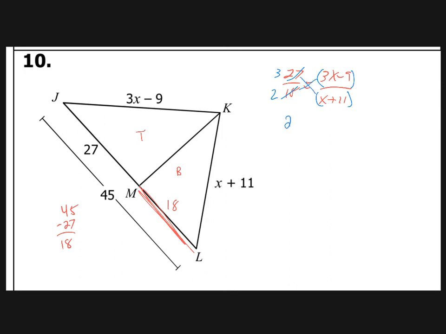So 2 times 3x minus 9 is going to be equal to 3 times x plus 11. It's going to give us 6x minus 18 equals 3x plus 33. So on and so forth. You finish this one, okay?